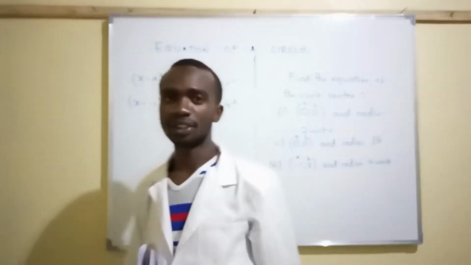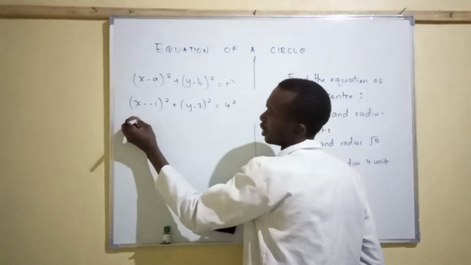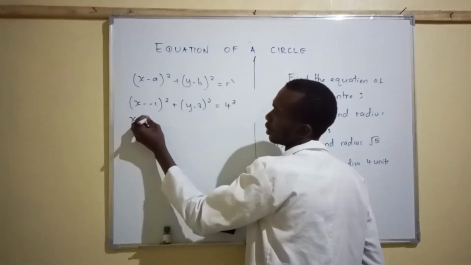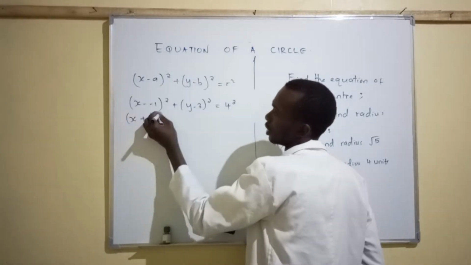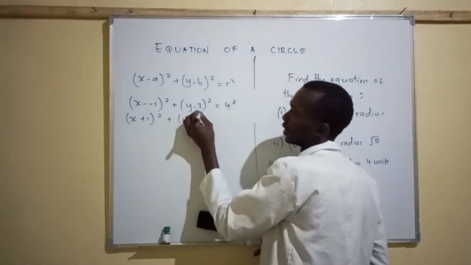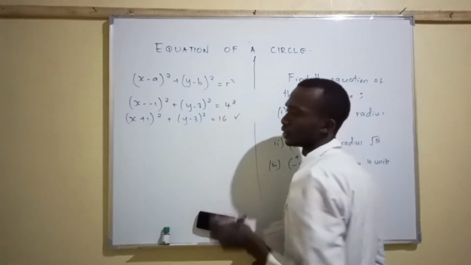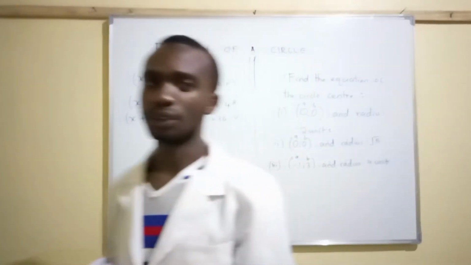So opening the bracket, we have (x + 1) squared plus (y - 3) squared is equal to 16. That is the equation of the circle.